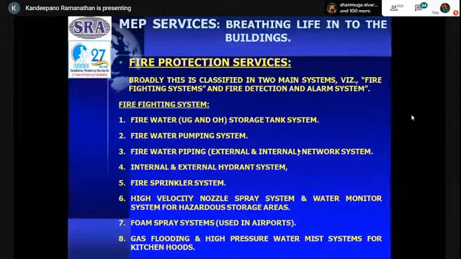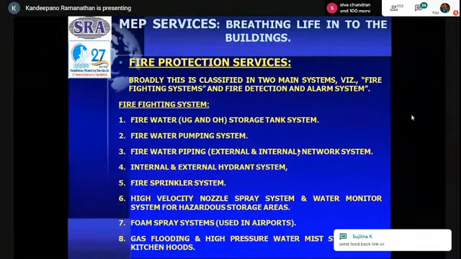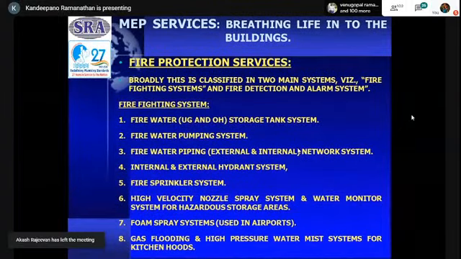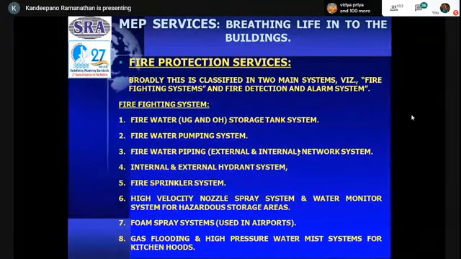Then gas flooding and high pressure water mist systems for kitchen hoods. Kitchen hoods are in hotels, hospitals and professional kitchens, placed on top of the cooking ranges to exhaust out the heat. If there is a fire at the cooking range, there will be gas flooding or high pressure water mist nozzles in the kitchen hoods, which will flood the entire area and suppress the flame.